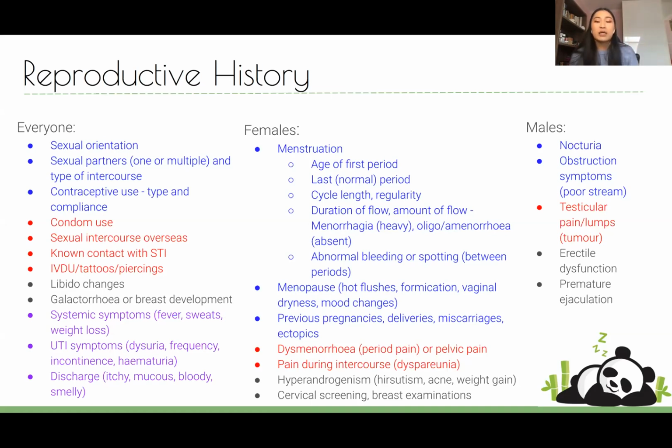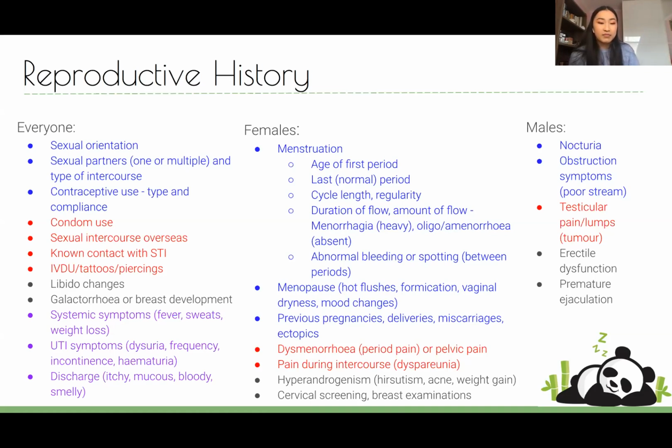Then in red, we've got like pain questions. So dysmenorrhea is pain during the period or just before the period specifically. Dyspareunia is pain during intercourse specifically. And then also you want to ask about general pelvic pain. And that might be something like endometriosis or like pelvic inflammatory disease.